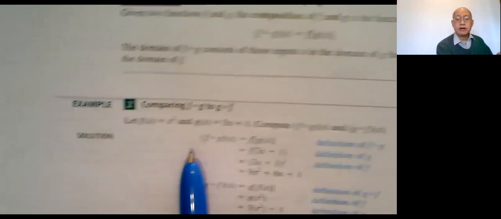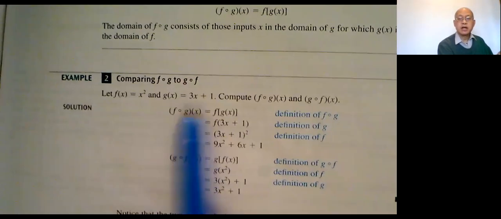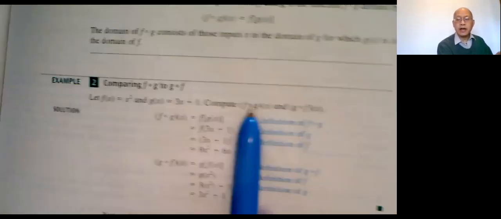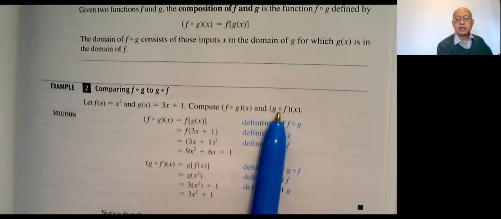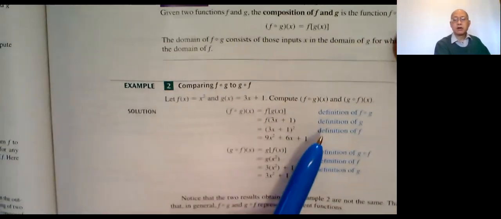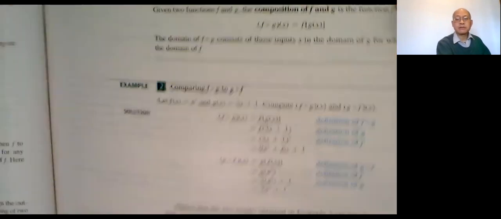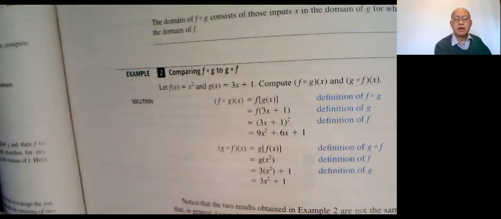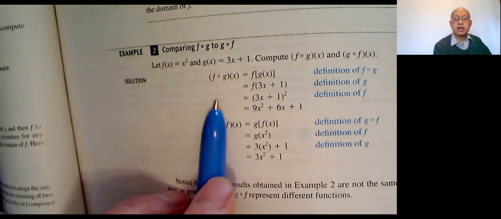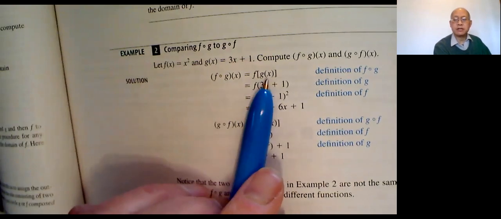So you see here, example 2, page 183. Here are two functions, F circle G of X and G circle F of X. Are they the same thing? I don't know, let's try it. F circle G of X means F of G of X.